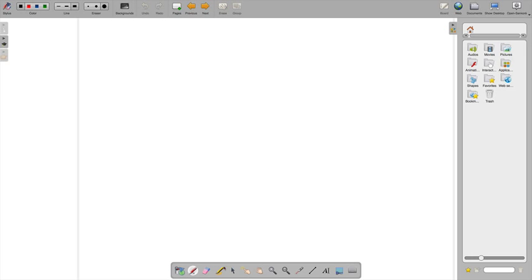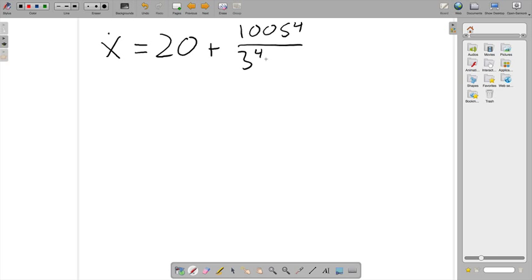So now we're going to go into more of an example of a bistable system and teach you guys how to differentiate a bistable system from a non-bistable system. The example that we're going to use is x prime is equal to 20 plus 100 s to the fourth over 3 to the fourth plus s to the fourth, plus 10x.